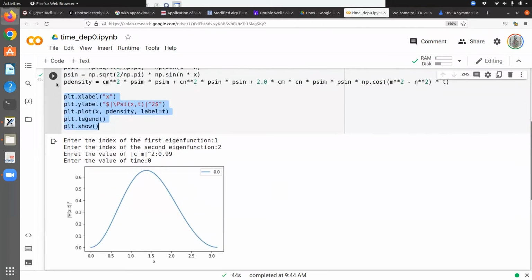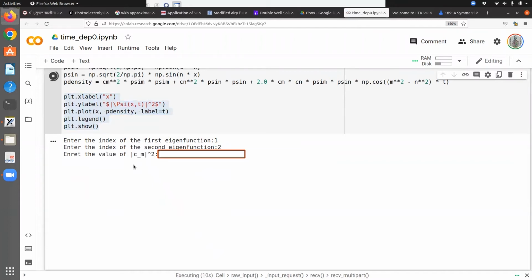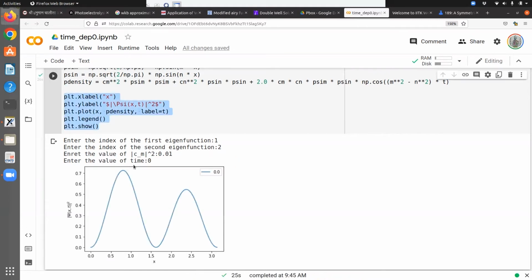Let us use some other value. Again, we enter the index of the first wave function as 1, the second one as 2, and for the value of Cm square, now we enter a small value. Last time we entered 0.99, now we enter 0.01. And again, we plot it at initial time. So this is how the probability density looks like. You see that the probability density changes a lot depending on the value of Cm square we enter.